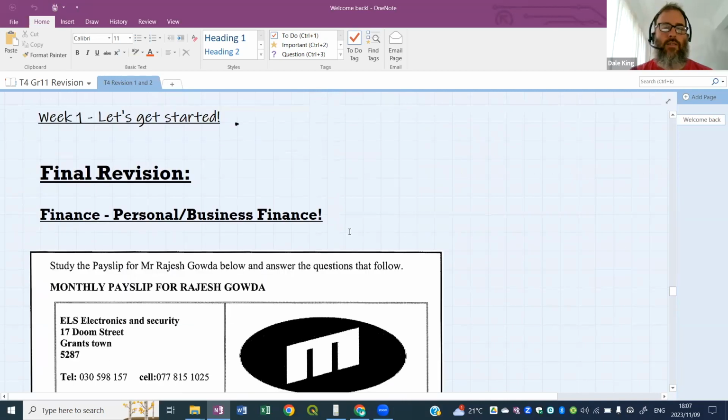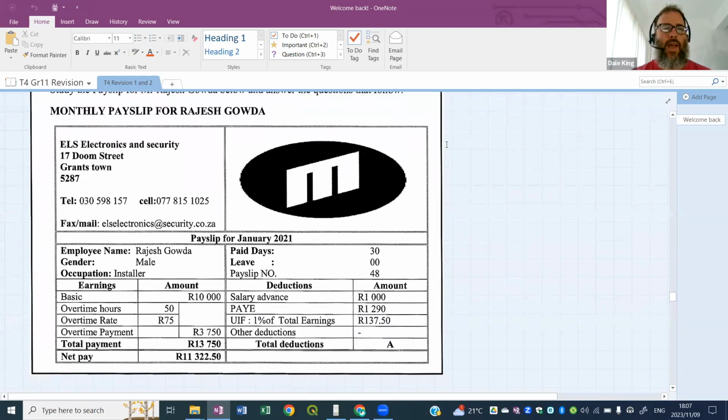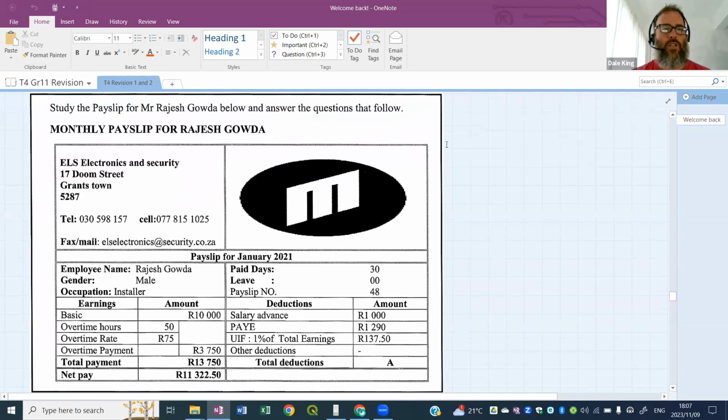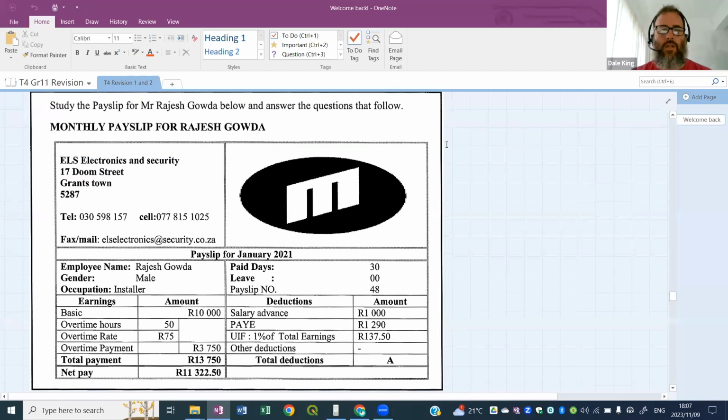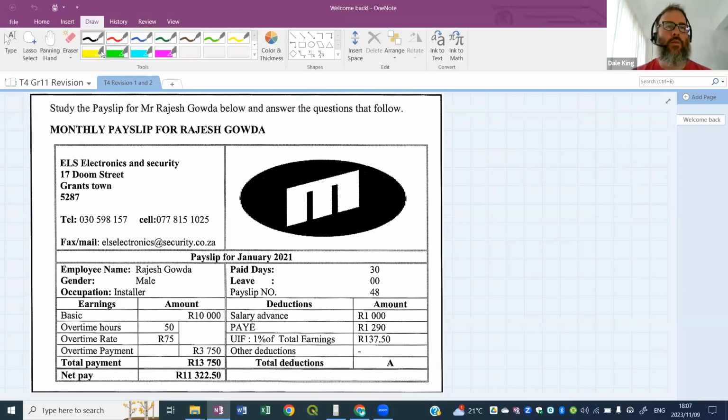We're talking about finance, and we're going to talk about personal and business finance tonight. The first question we're looking at is personal finance, and here we have a pay slip for a Mr. Rajesh Gowda. Something that you are all going to get one day is a pay slip, and we're going to answer some questions on it, and then move on to some business finance.